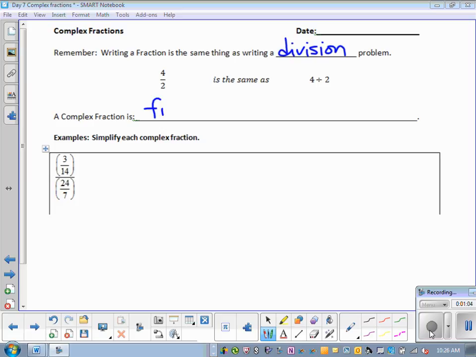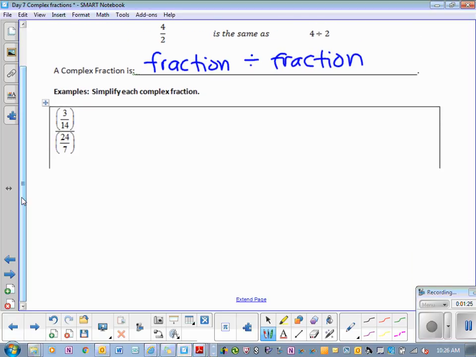So a complex fraction is basically a fraction divided by a fraction. Now you're just writing things weird. Fraction divided by a fraction. You can do that actually. Isn't that crazy? So if you look at our first example, you see that guy? Fraction divided by a fraction, right?